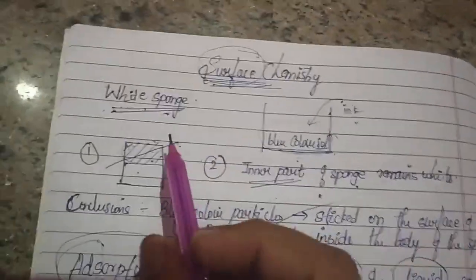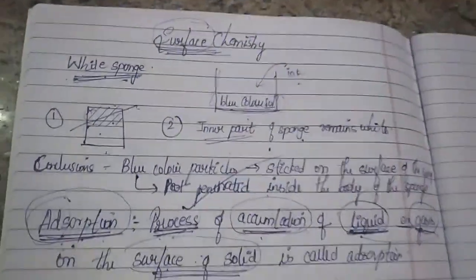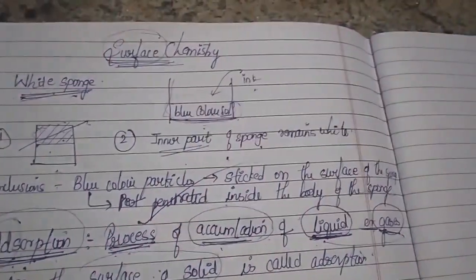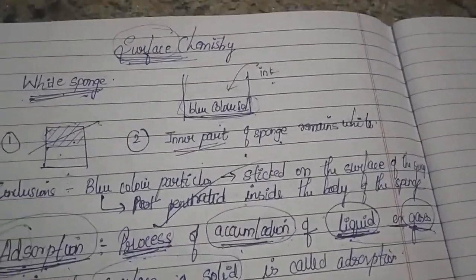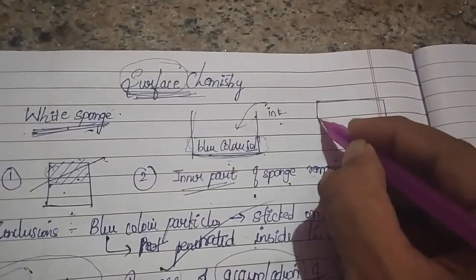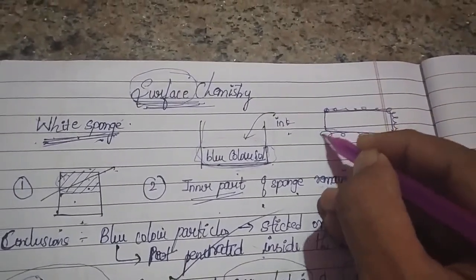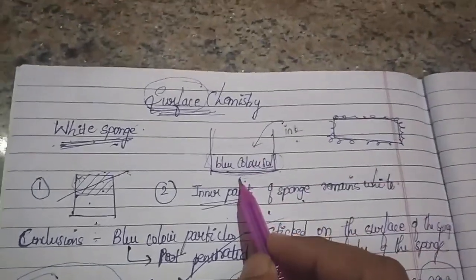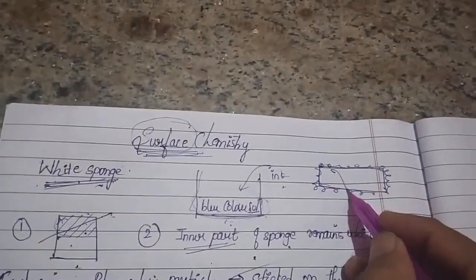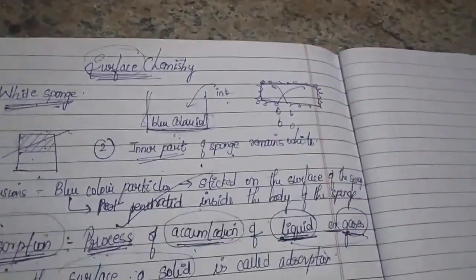Let me go with my first example itself. Take your white sponge and dip it in your blue colored solution. Let it be there for a few minutes, okay? Then you take out your sponge. What we could see is that the outer part of the sponge has been colored with the blue color. You try to squeeze this sponge. When you squeeze it, what happens? Water droplets come out.